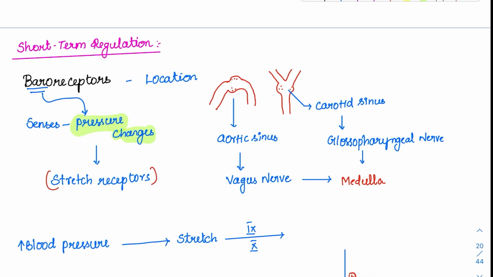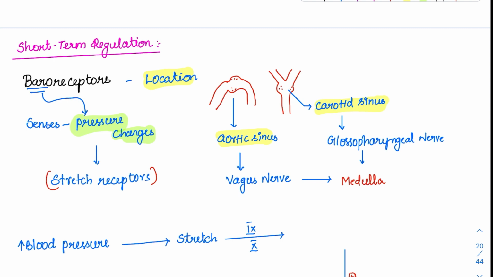Coming to the location of baroreceptors, where are they located? The baroreceptors are called sinuses, whereas chemoreceptors are called bodies. It looks like a rounded body in structure, so that's why they are called bodies. So the baroreceptors are located in the aorta as well as the carotid. So they are called the aortic and carotid sinus.